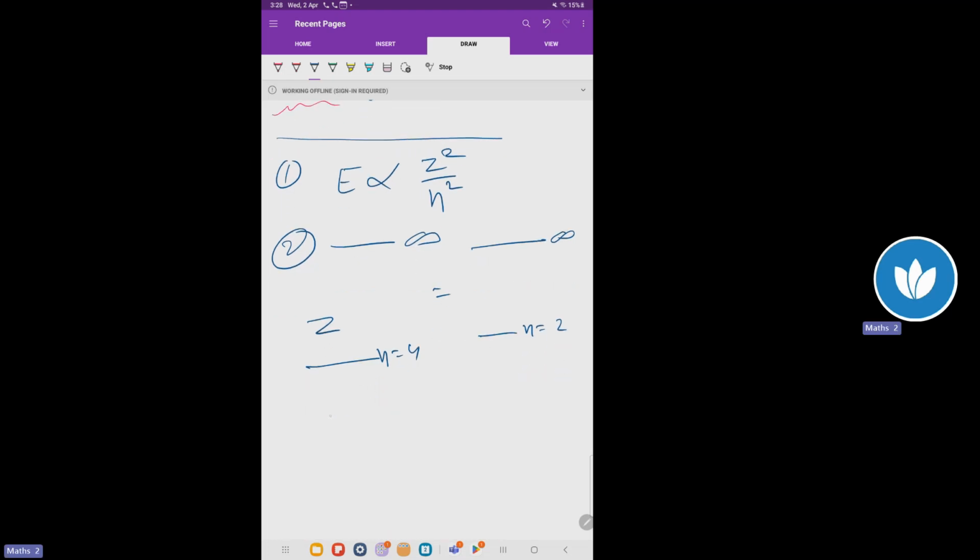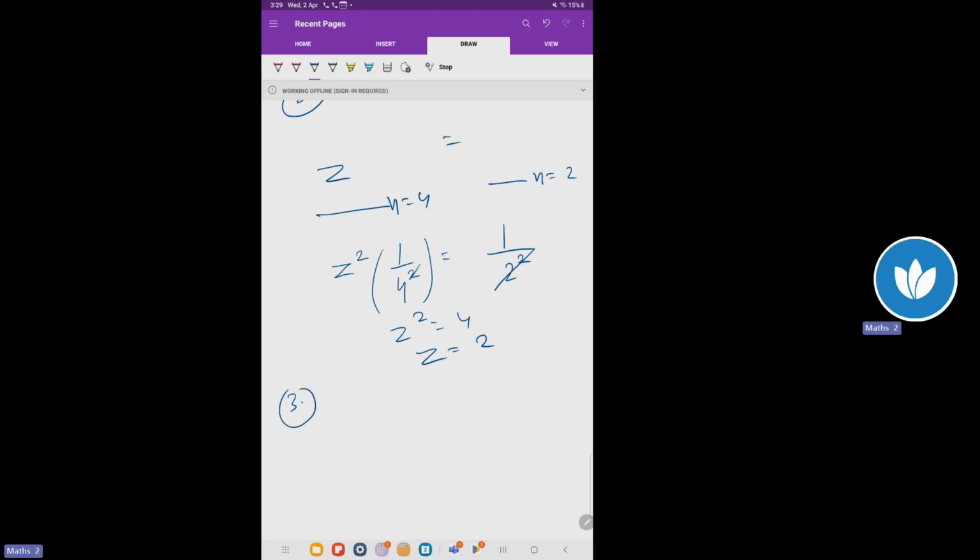So energy Z square into 1 by n square is equal to 1 by 2 square. 4 and 4. Z square is equal to 4, Z is equal to 2. Option A.